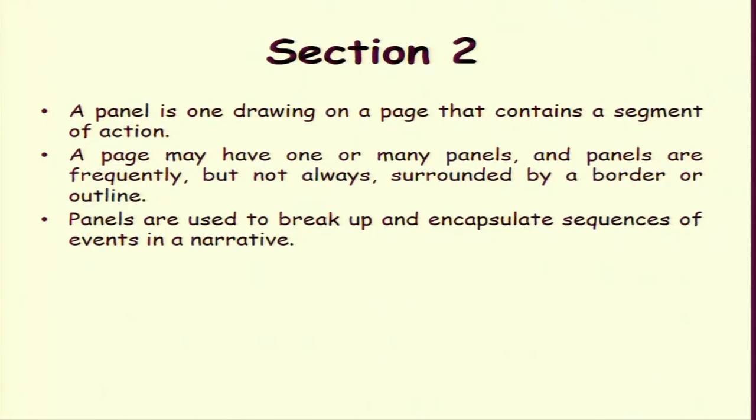Here, section 2 of the book is devoted to the concept of a panel, which he argues is the basic unit of comics. A panel is one drawing on a page that contains a segment of action. A page may have one or many panels, and panels are frequently but not always surrounded by a border or outline, whose shape can be altered to indicate emotion, tension or flashback sequences. The size, shape and style of a panel, as well as the placement of figures and speech balloons inside it, affect the timing or pacing of a story. Panels are used to break up and encapsulate sequences of events in a narrative.